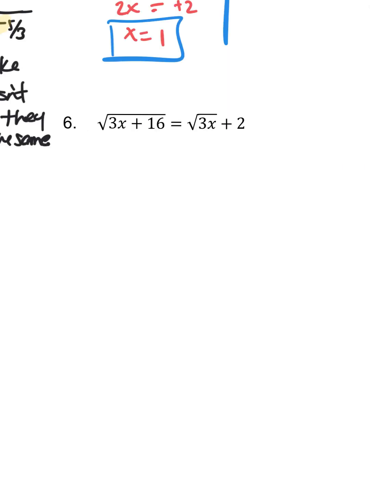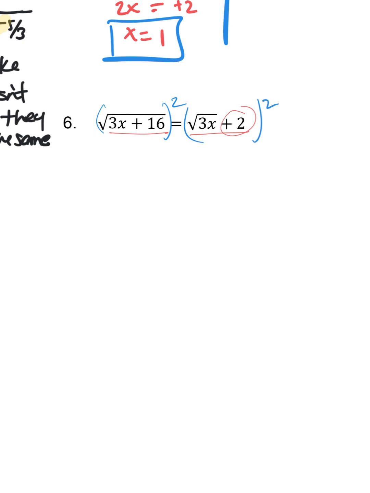Okay, number 6. Now, I have to look at this carefully. This is isolated, and we'd have noticed that this is not under the radical, okay? So we don't have to isolate anything. So now we're just going to square both sides. This is a square, and this is a square, okay?